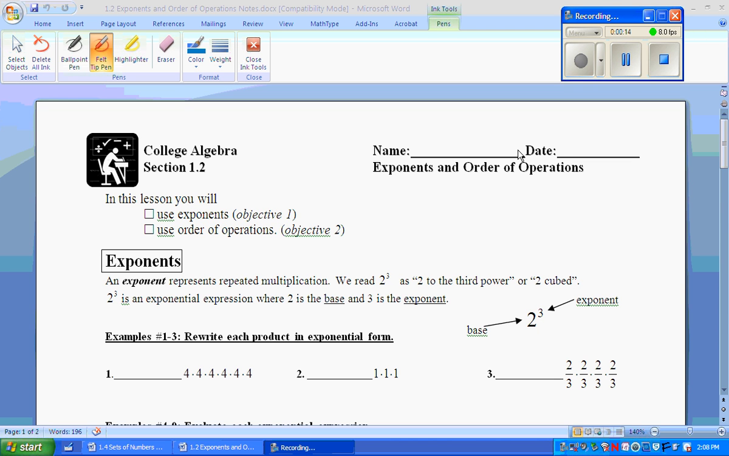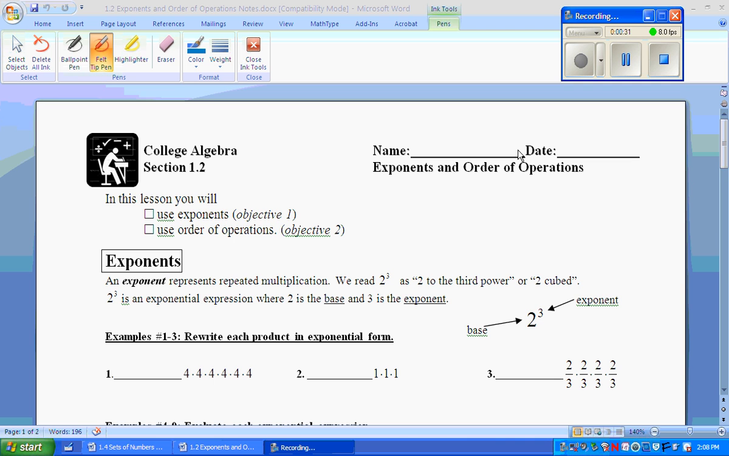Today's joke: what did one math book say to the other? Man, I got a lot of problems. Get it? Alright, good stuff.